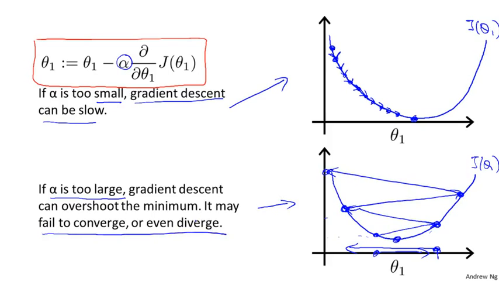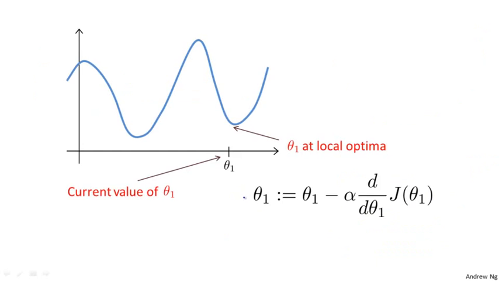Now, I have another question for you. So this is a tricky one, and when I was first learning this stuff, it actually took me a long time to figure this out. What if your parameter theta 1 is already at the local minimum? What do you think one step of gradient descent will do? So let's suppose you initialize theta 1 at the local minimum. So suppose this is your initial value of theta 1 over here, and it's already at a local optimum, at a local minimum. It turns out at the local optimum, your derivative will be equal to 0.